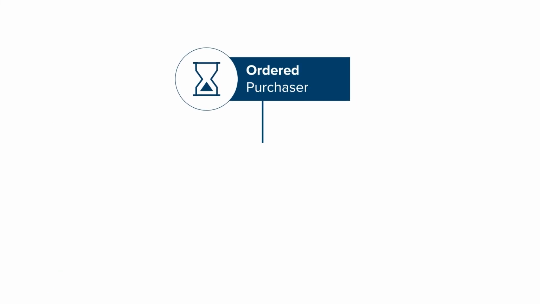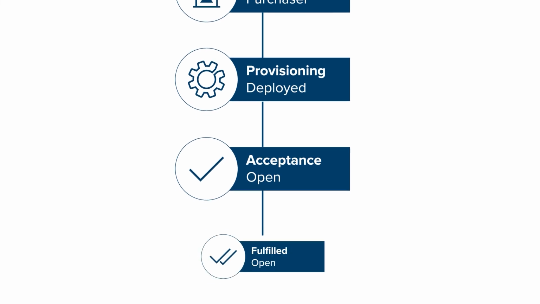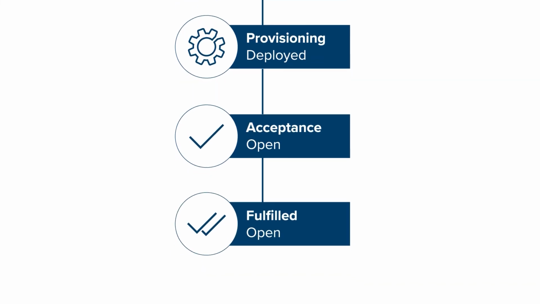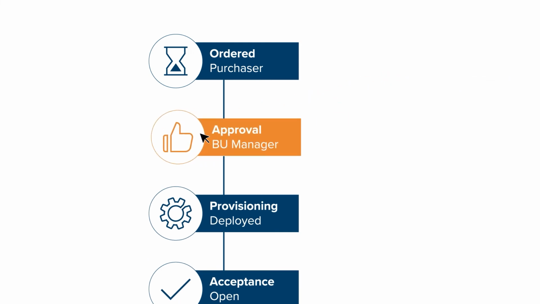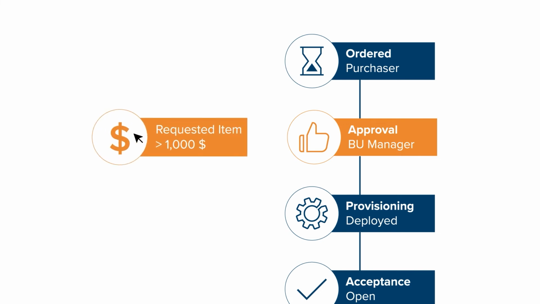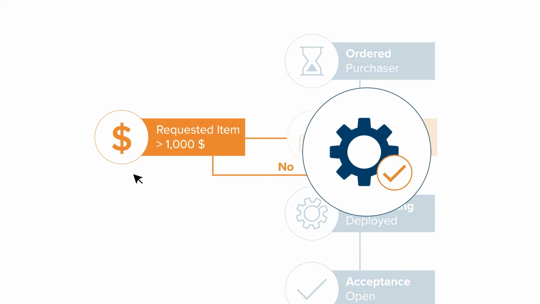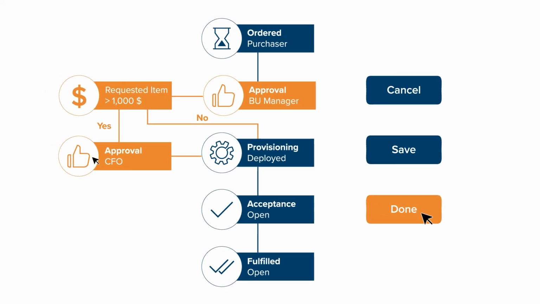Let's take our service catalog request. The template takes us most of the way. But let's say we want to insert an additional approval step for the business unit manager. As you see, it is a drag-and-drop exercise. Now let's make another modification, an additional approval step. We'll create a branch where requests under $1,000 are automatically approved, but more expensive items need a CFO approval. Now, we're ready to deploy our new workflow.